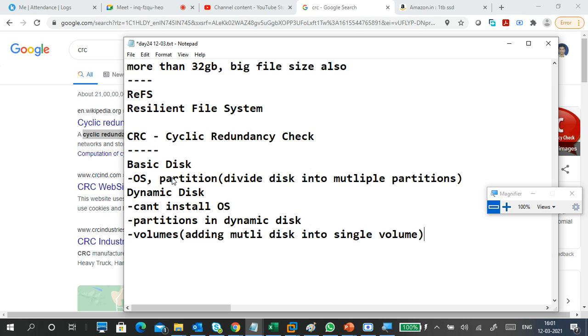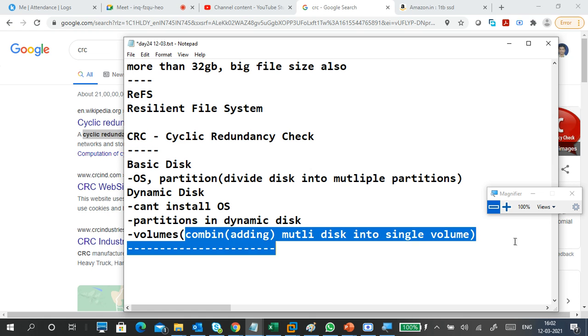So we can do partitioning in a dynamic disk, but the main aim of a dynamic disk is that we can combine multiple disks into a single volume. Actually we should say combining, so combine or adding, say anything you understand, that is okay. If you don't understand, then say combine or adding. That is what volumes are.